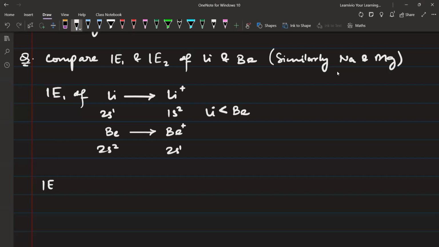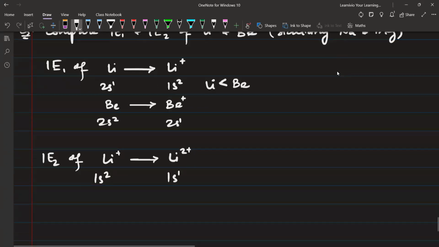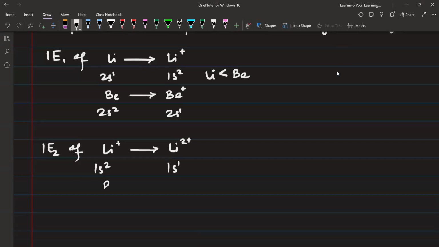But if I compare the second ionization enthalpy of lithium, that means I am going from lithium positive to lithium 2 positive. Then I am removing electrons from the 1s2 configuration and making it 1s1. This will require a very high energy because 1s2 is very stable. If I do the same for beryllium positive going to beryllium 2 positive, I am going from 2s1 to 1s2. This is going to require a larger amount of energy, but lesser than that of lithium.